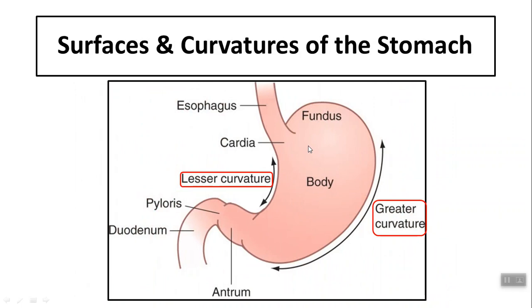It has two surfaces, anterior and posterior surface. It has two borders, right and left border, that are called curvatures. We have the lesser curvature and the greater curvature. It has a right border that is called the lesser curvature and a left border that is called the greater curvature.